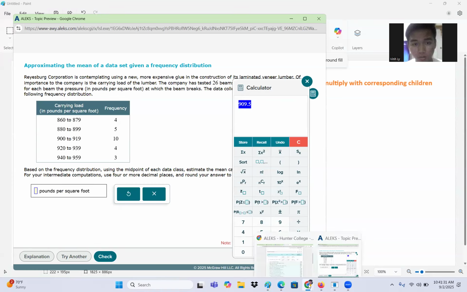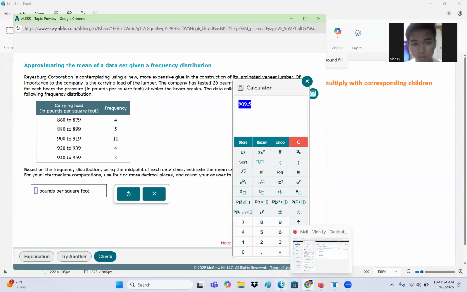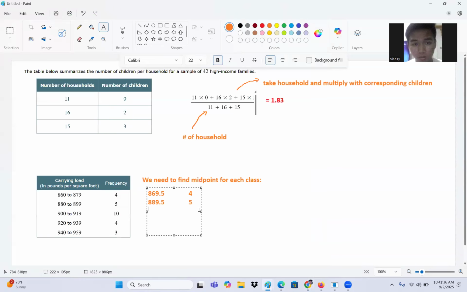So you should get 909.5. I know it's just tedious math. And this one is 10. So we just simply have to add 20, the class width was 20. I just have to add 20 each time that you move to the next midpoint. So this one is 929.5, and this one should be 949.5.